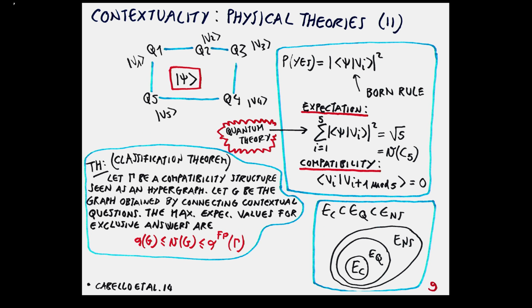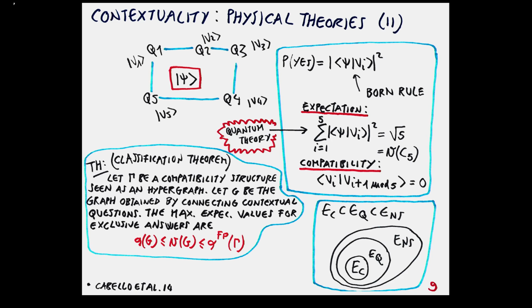Okay, so what about quantum mechanics? Again, I look at my compatibility structure. Now I'm going to ask questions, and a question here is measuring some state of a physical system, and the measurements will be implemented by my projectors, which are given by vectors v1, v2, v3, v4, v5, and the probability of yes will be given by this modulus square of the inner product as we have seen. And what would be the expectation now? Well, the expectation will be obtained by assigning these vectors in such a way that they form an orthogonal representation, and as we have seen before, we can get the max for that, which is square root of 5, which is equal to the Lovász number of the cycle C5.